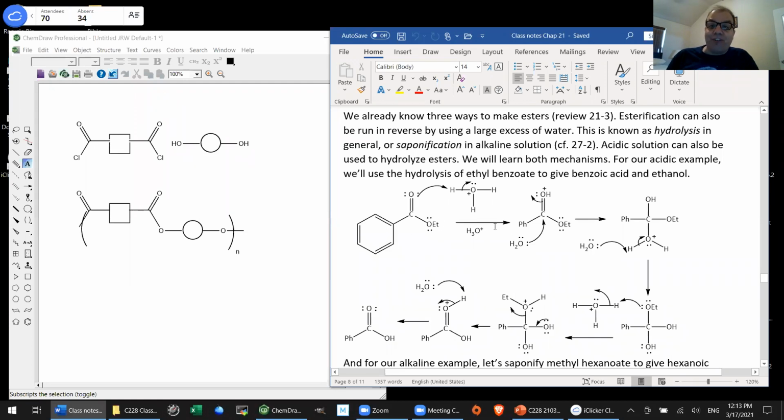You would just add your ester to dilute aqueous acid. So it could be water with maybe a little bit of HCl or a little bit of sulfuric acid in it. And you'd heat it up. And now the equilibrium will go in the other direction. You'll drive the equilibrium towards formation of the carboxylic acid, the component carboxylic acid and alcohol.